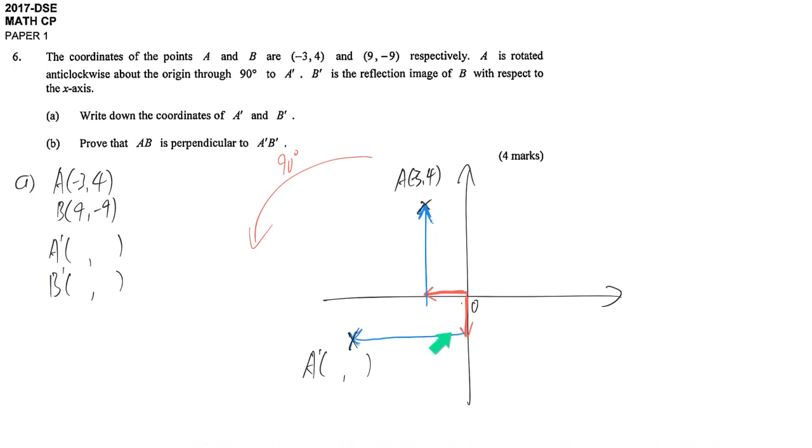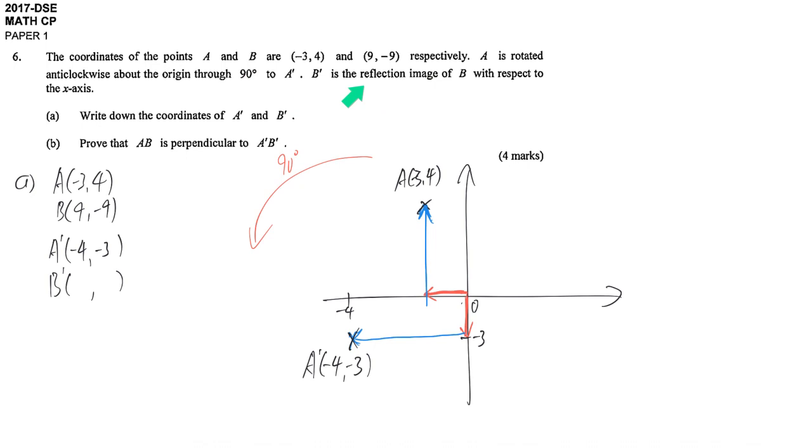This is go left by 4, so this mark is -4. And then go down by 3, so this mark is -3. Go left by 4, go down by 3. So that's the coordinate of A. And I would suggest you draw this diagram twice to ensure that you don't make any careless mistake, because it's highly related to part B. So we get -4 and -3 here.